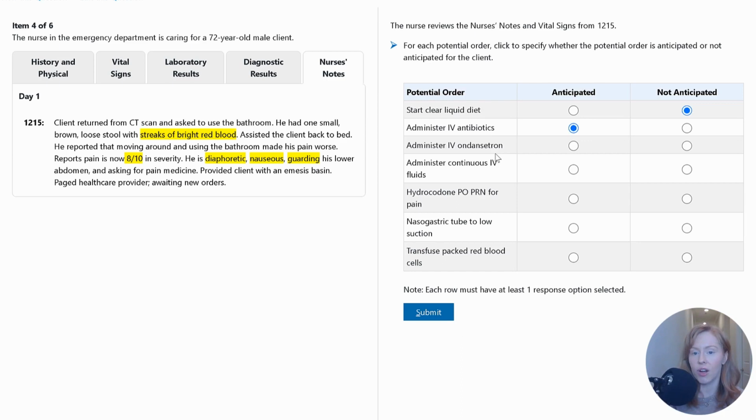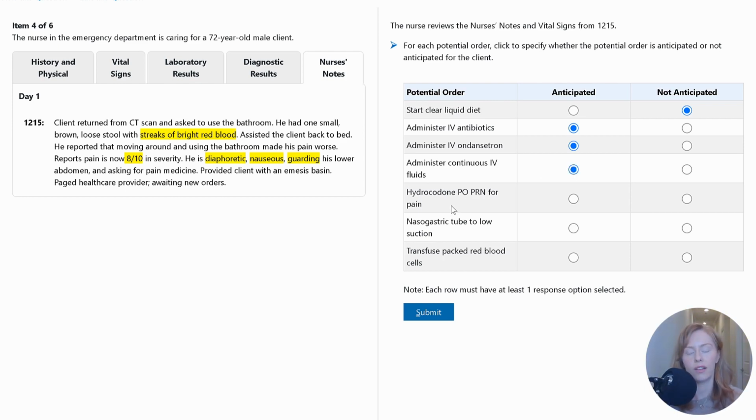IV ondansetron, this is Zofran. He's nauseous. This is indicated. I don't want him vomiting anymore. And then giving continuous IV fluids. We already discussed how elderly clients with vomiting like this are really at risk for dehydration. We want to replace some of that lost fluid. So yes, this is anticipated.